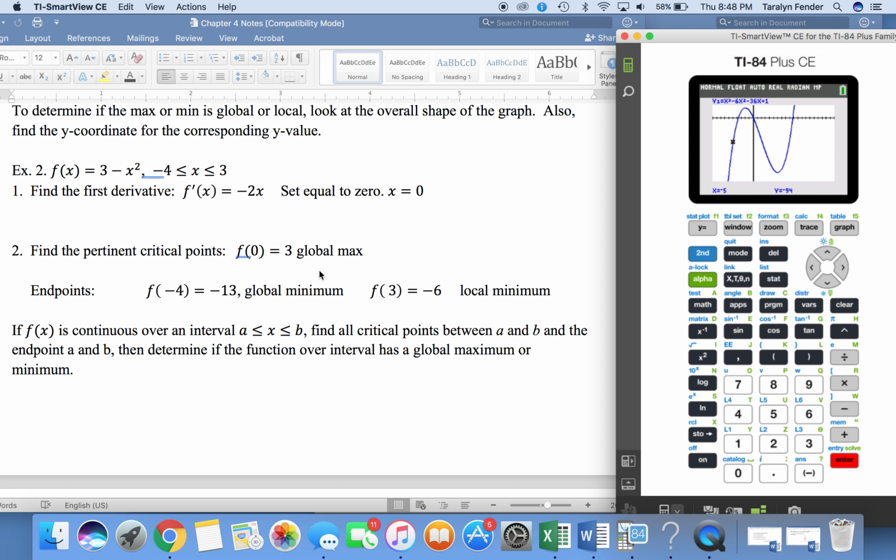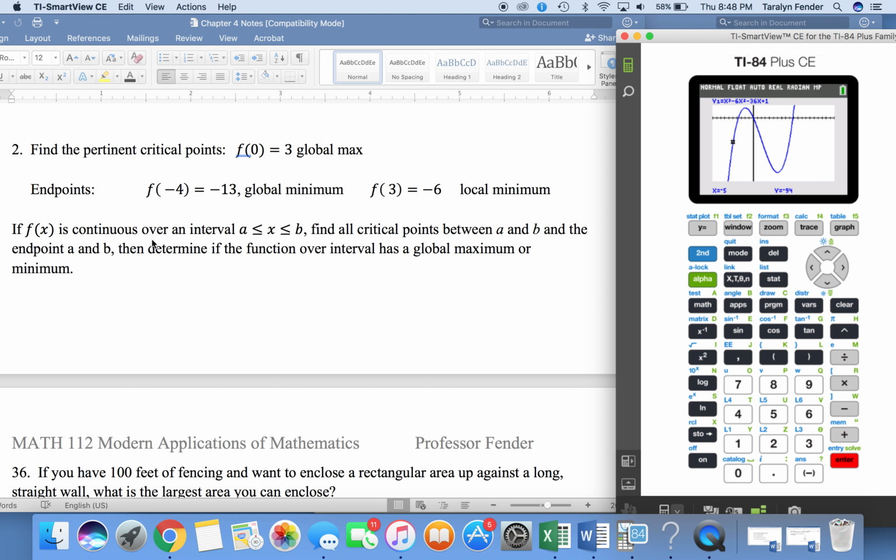Here we have another one, example 2, 3 minus x squared. You use the endpoints negative 4 and 3, but then we want to take the first derivative and set it equal to 0. x is 0, so the critical point is at x equals 0. When I plug 0 in, I get 3. That's a global max, because this is a parabola opening downward. And then the endpoints: negative 4 gives negative 13, and 3 gives negative 6, that's a local minimum. This is a global minimum.